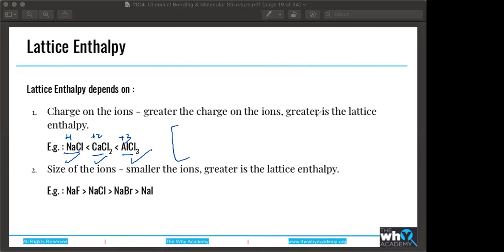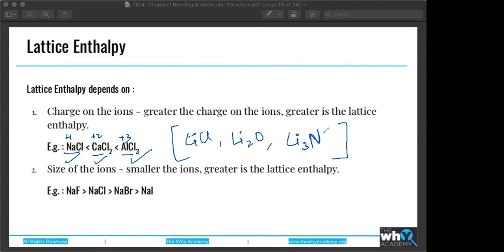Similarly, can you predict which has the highest lattice enthalpy? I'll give you a bunch of compounds you need to predict. Let's do a smaller atom. So LiCl, lithium chloride, Li2O, and Li3N. Which has the greatest lattice enthalpy? Can you predict?